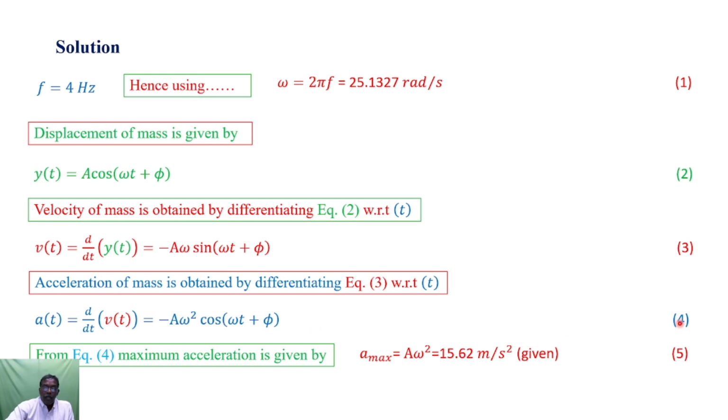From equation number 4, when will it have the maximum acceleration? Here a is the amplitude of the displacement, a omega is the amplitude of the velocity, a omega square is the amplitude of acceleration. What is the amplitude of displacement? Maximum displacement, a. What is the amplitude of the velocity? Maximum velocity, a omega. What is the amplitude of acceleration? Maximum acceleration, a omega square. So a max is a omega square. We know the values of a and omega.